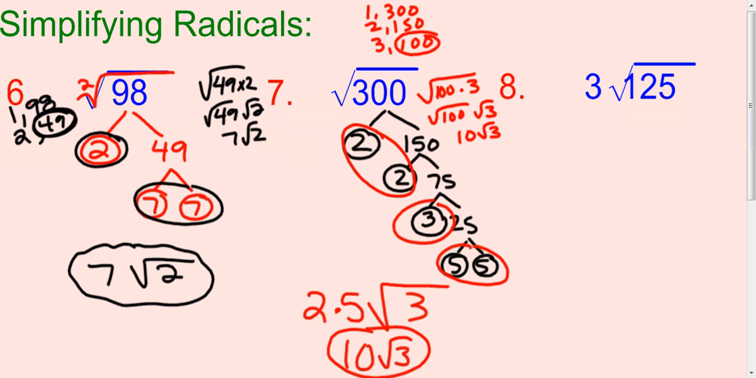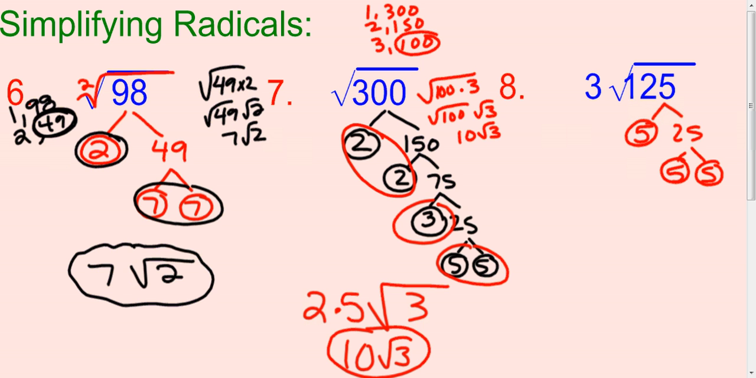Okay, either way, I get to 10 root 3. However, whichever way you want to do it is fine. The next example, I have a number that's out in front already. So I need to break this 125 down. I will break the 125 down as 5 times 25 and then 5 times 5. Okay, so my prime factors are 5 times 5 times 5.